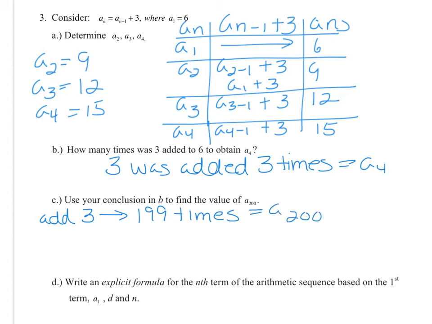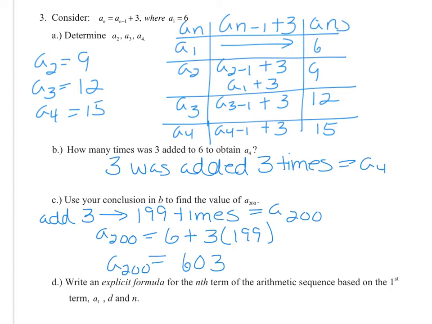All right. So let's figure this out. A sub 200 is going to equal 6 plus 3 times 199, because we're going to need to add 199 threes to the beginning guy of 6 to get a sub 200. All right, put it in the calculator, and I end up with 603. So a sub 200 is 603.